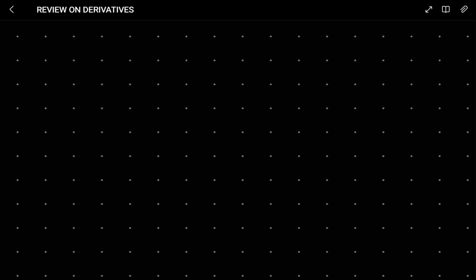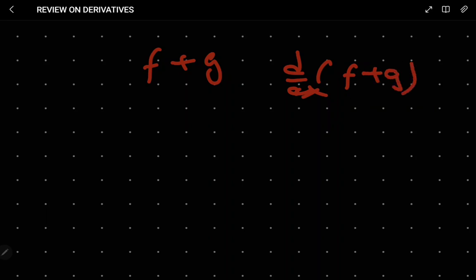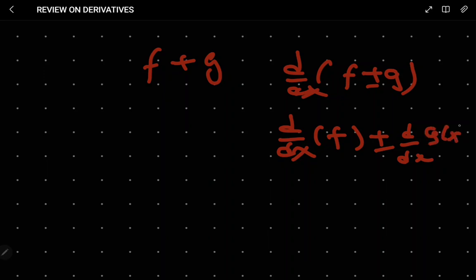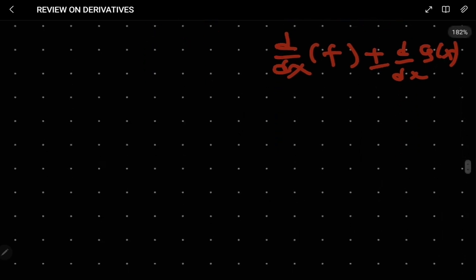Remember, another thing I forgot is, if you have f plus g, so if you are required to find d/dx of f plus g, you can take the derivative of each one: d/dx of f of x plus or minus, it may be minus, d/dx of g of x. So this is the sum and the difference rule. I can give you an example for this.